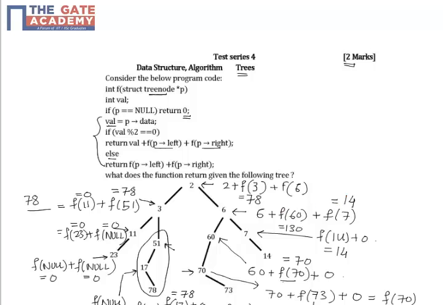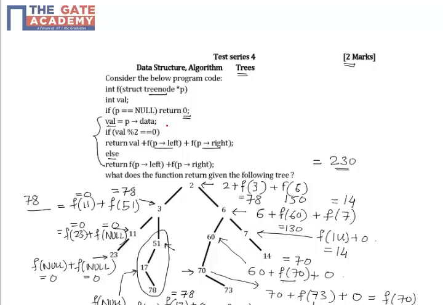So it is 14 plus 6 plus 130, which is nothing but 150. Okay, so the final result is 2 plus 78 plus 150, which is nothing but 230. So that is the solution of this question.